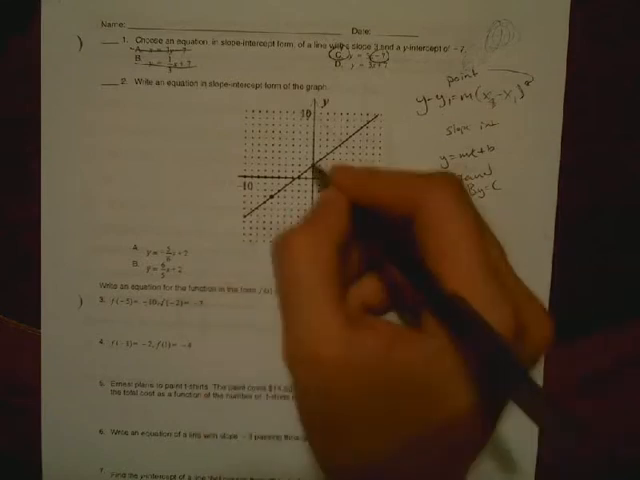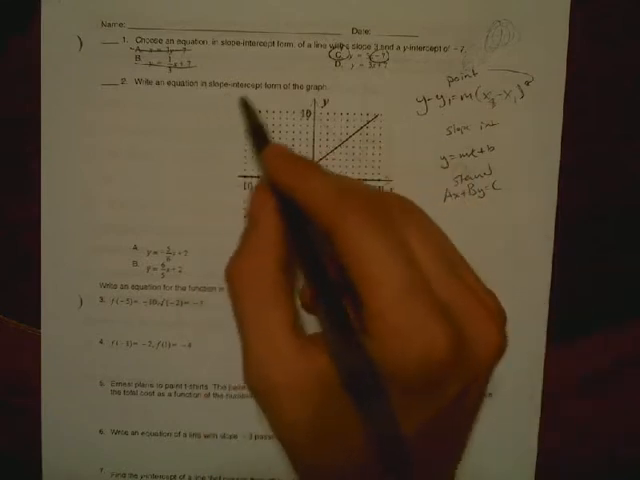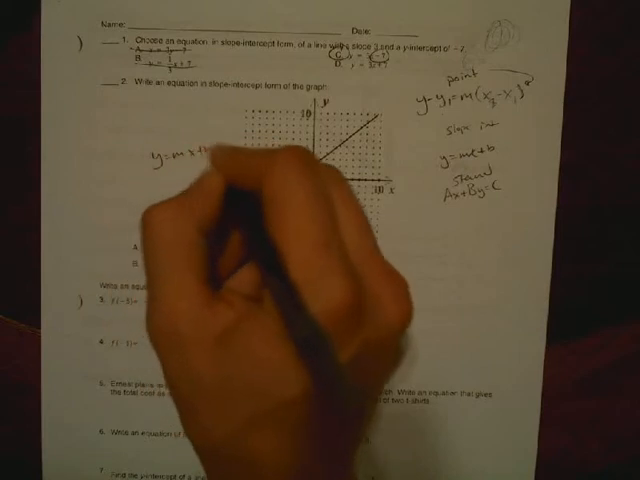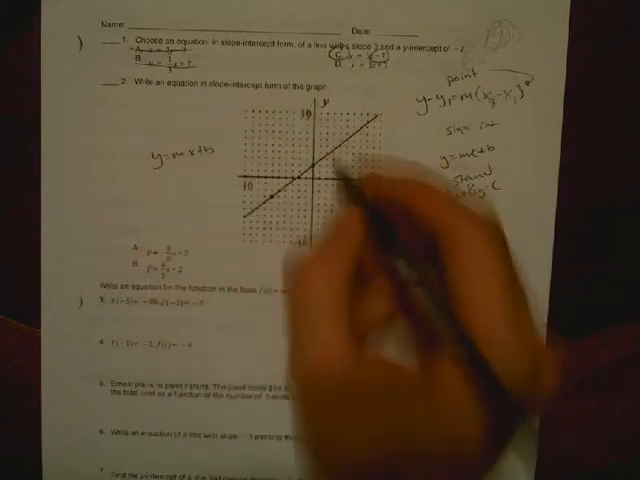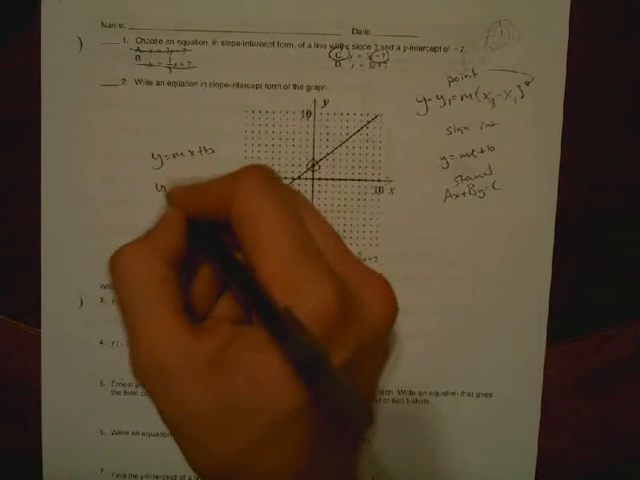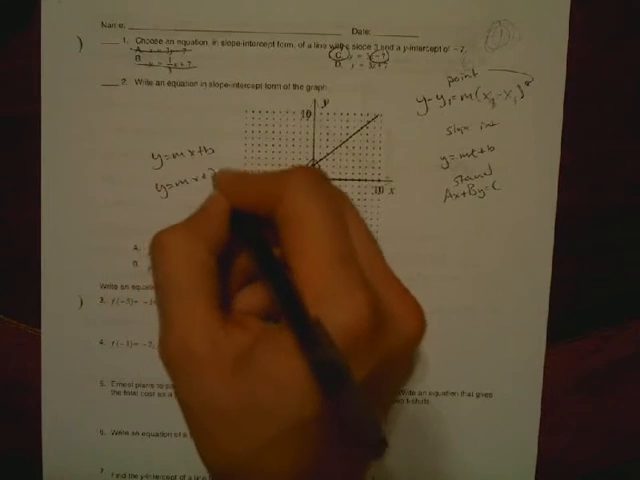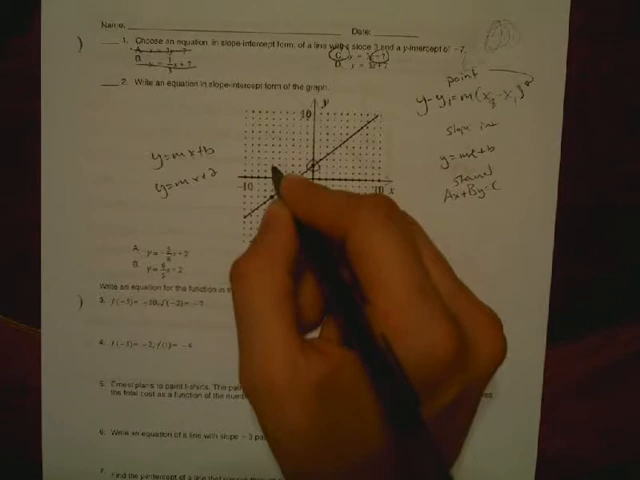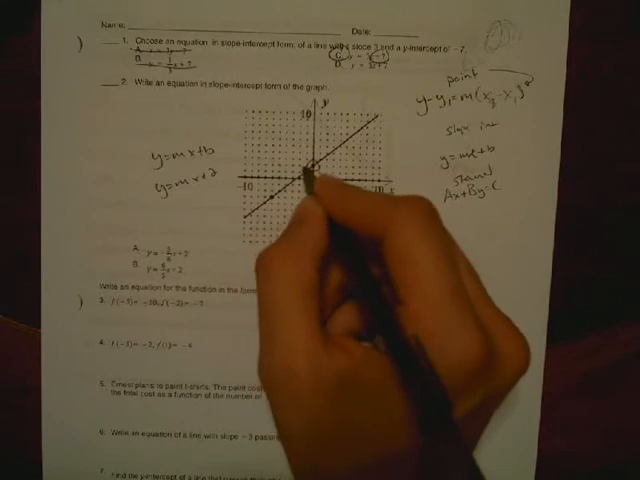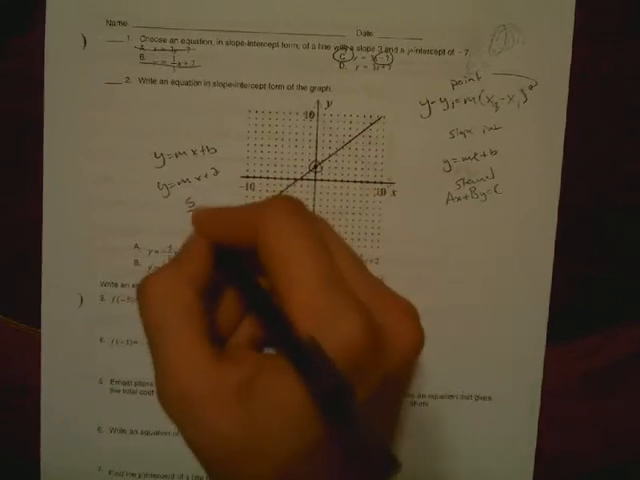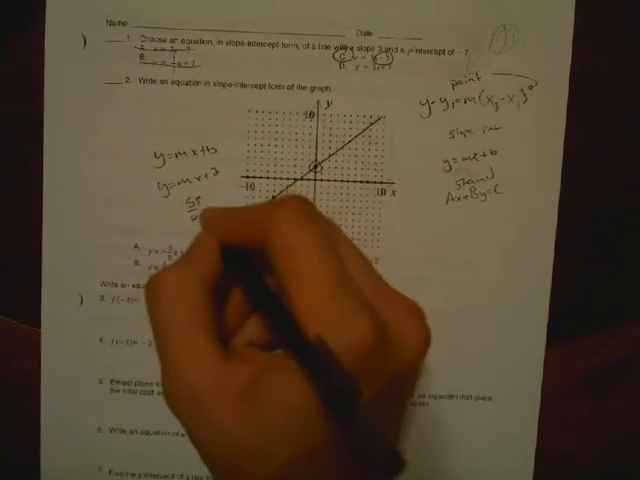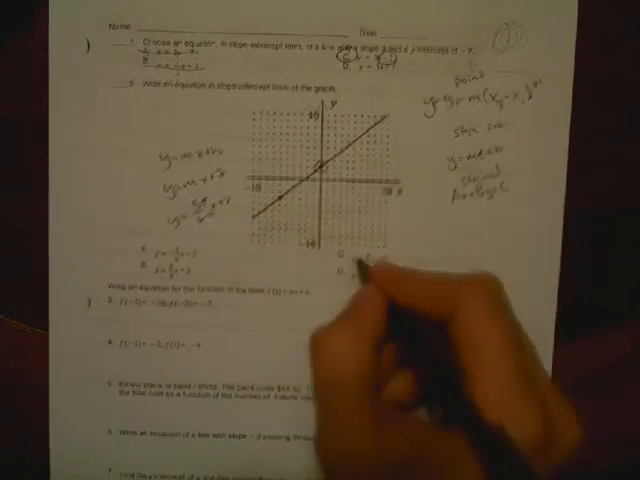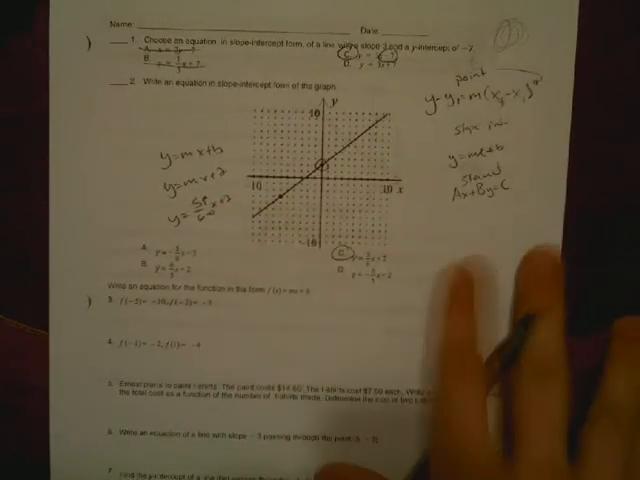Number 2, it says write an equation in slope-intercept form of the graph. So we've got y equals mx plus b again. For slope-intercept, our b value is going to be +2, so we have y equals mx plus 2. And then our slope is going to be 1, 2, 3, 4, 5 up, 1, 2, 3, 4, 5, 6 over. So 5 up, 6 over. This is going to be attached to our x. Y equals this plus 2. C is going to be our answer for number 2.